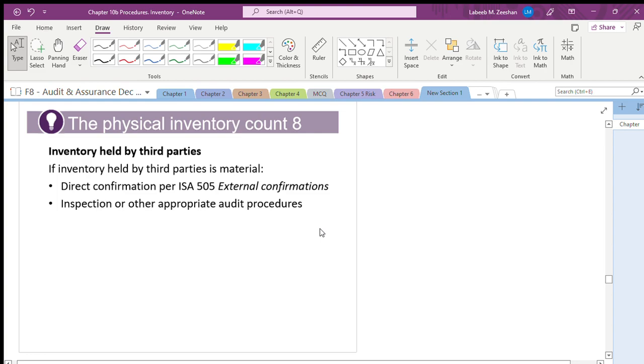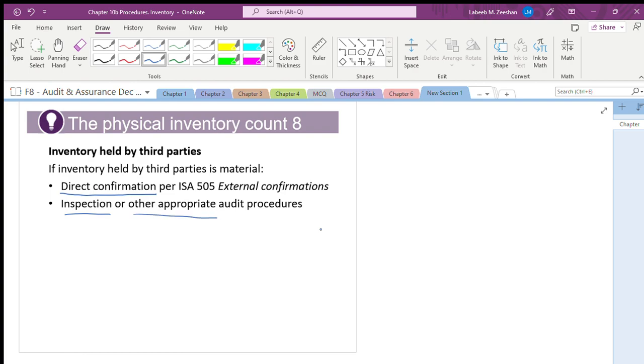If inventory is held by third parties, see how much importance they give to this element. If inventory is held by a third party, you have to get the direct confirmation. Inspection or appropriate audit procedures should be followed. It means we cannot just rely on oral communication about the inventory at the third parties.